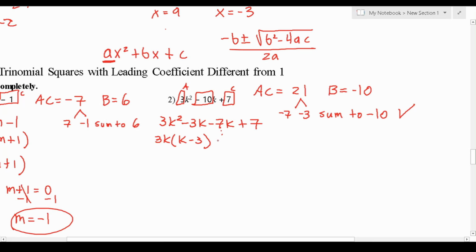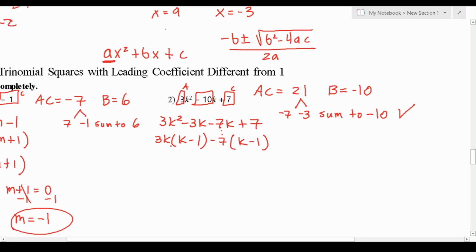And then if we look at this second pair of terms, namely -7k plus 7, we should also recognize that we can pull out, oh, I made a mistake there. This would be k minus 1. Sorry about that. And if we look at this second pair of terms, we can see that we should be able to pull out a -7, which will leave us with k minus 1.